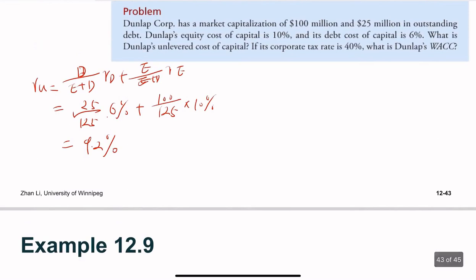9.2%. Now the second question is about WACC, the weighted average cost of capital. In this case, this RD has to be adjusted, right? So basically, we have to consider the corporate tax rate. And because the corporate tax rate is 40%, 1 minus 40% gives you 60%. And 60% times 6% debt cost of capital, then we get 3.6% after-tax interest rate, right?